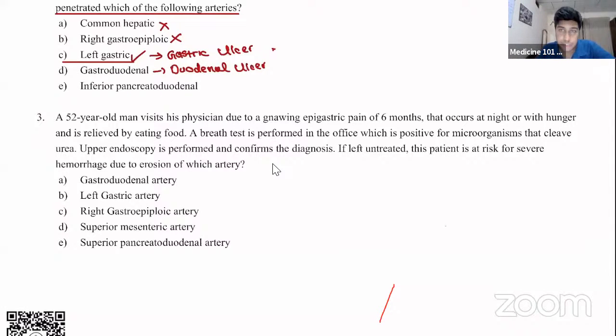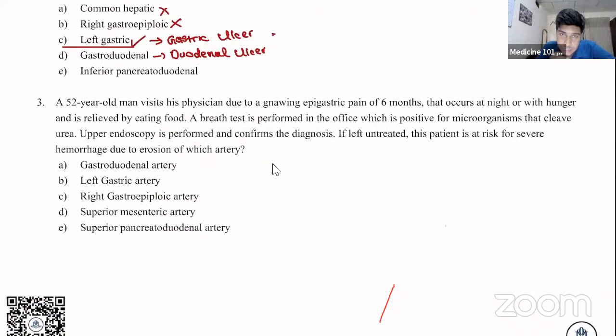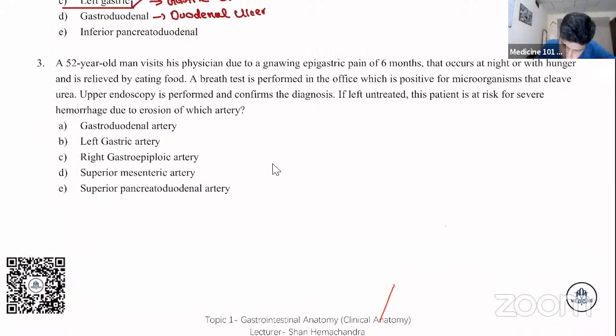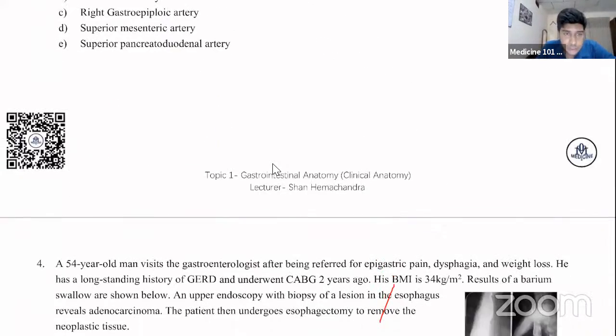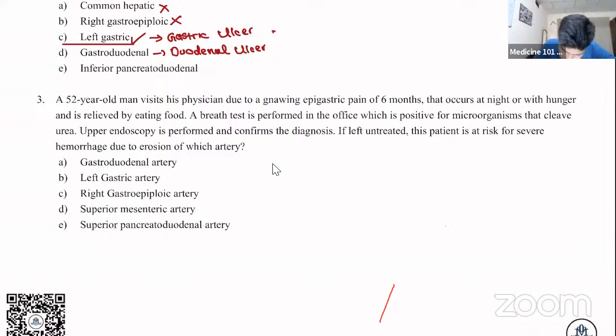Okay, this question you might need a bit of prior knowledge. So juniors, don't worry about this. You won't get a question like this. But for the others, we have a 52-year-old man who comes due to a gnawing epigastric pain of 6 months that occurs at night or with hunger and is relieved by eating food.